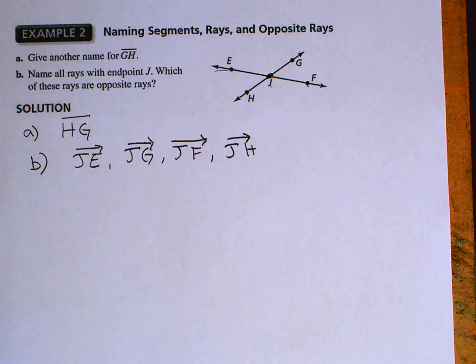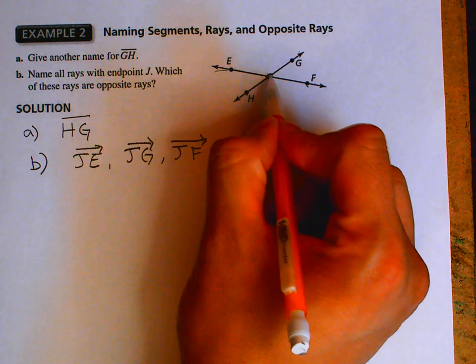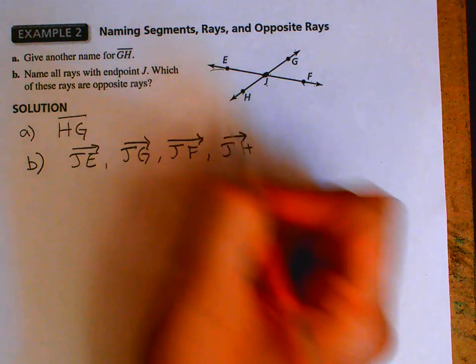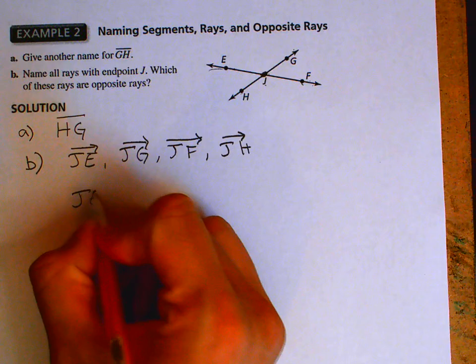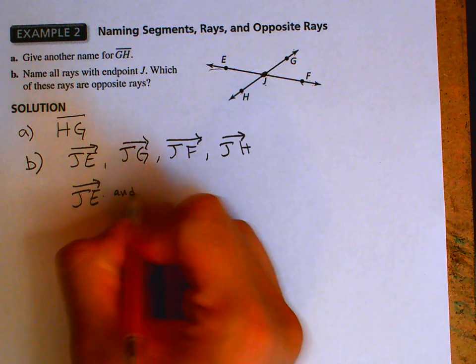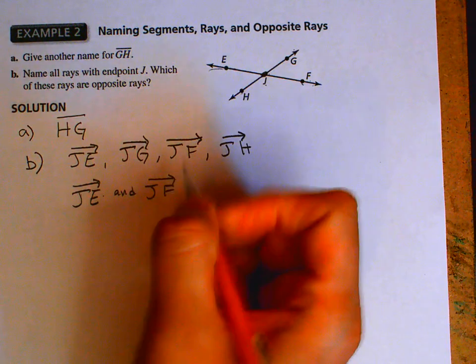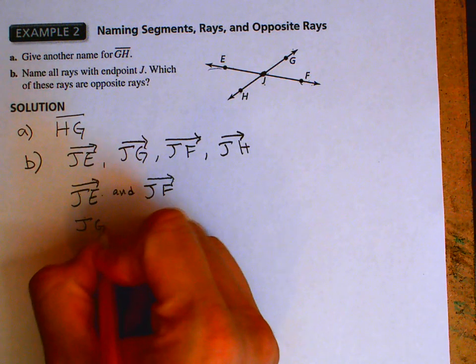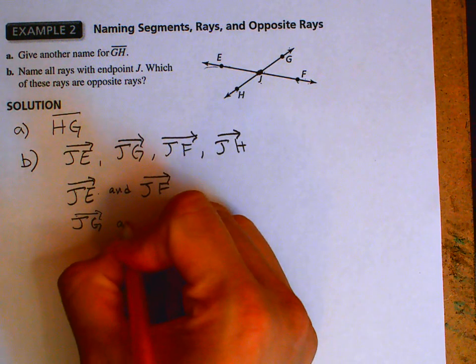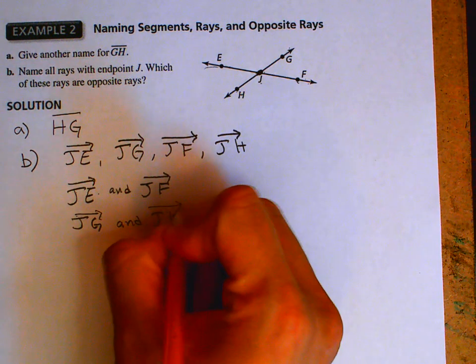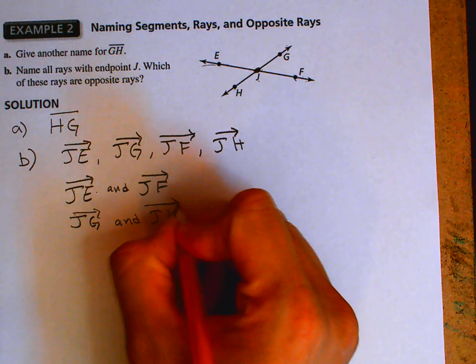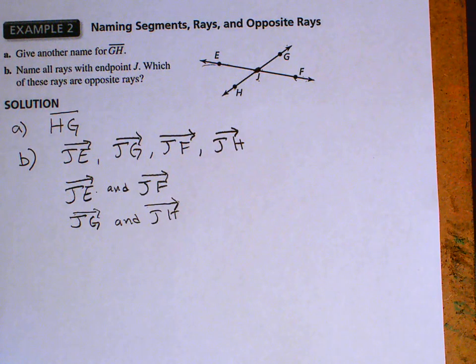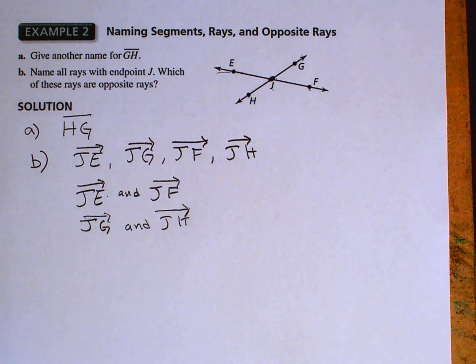Now, of these rays, which of these are opposite? Well, here's the thing. These are collinear, so these 2 and these 2. So JE and JF, and the other ones are JG and JH. So these are the 2 pairs of rays that are opposite rays. And that takes care of example 2. Now, if you feel like I'm going a little fast, pause the video, go back and replay it again. Let's move on.